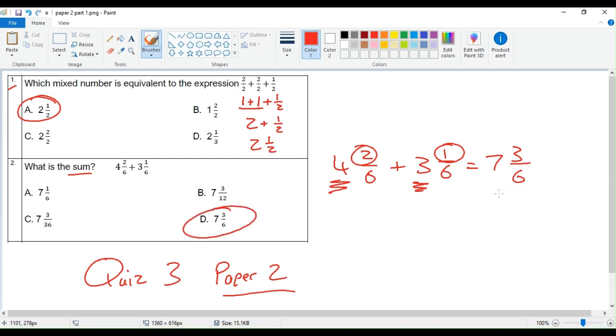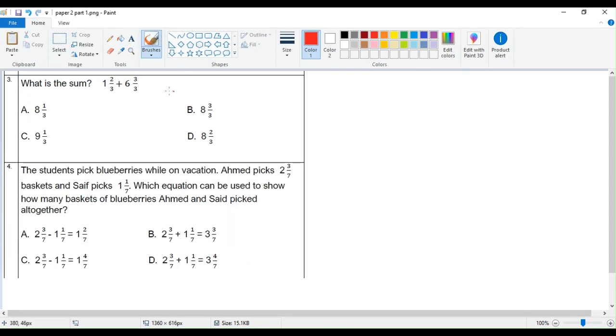Now, in additional lessons, we might simplify or reduce that, but for now, we see 7 and 3 sixths. So we've got our answer. Question 3, what is the sum? We've got 1 and 2 thirds plus 6 and 3 thirds.